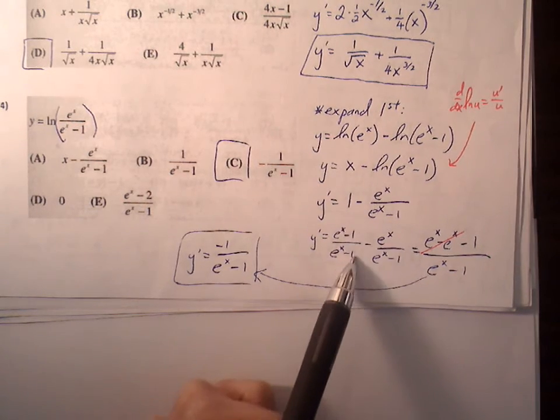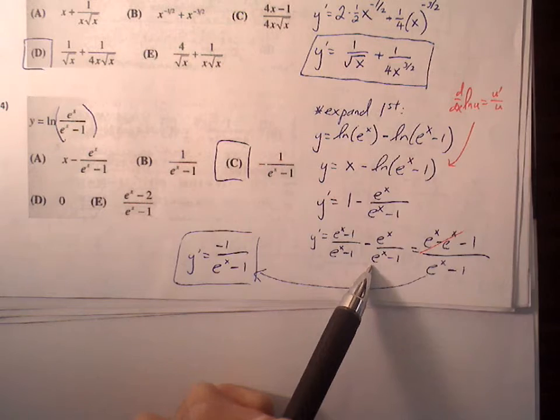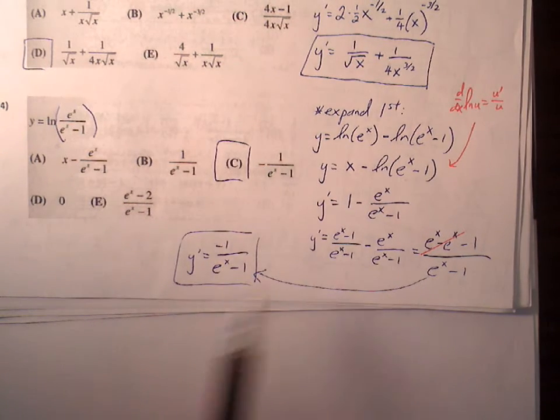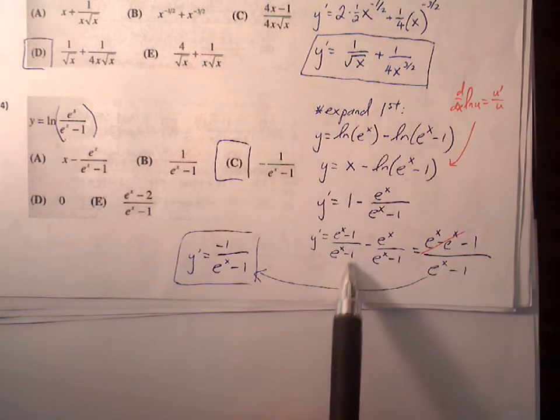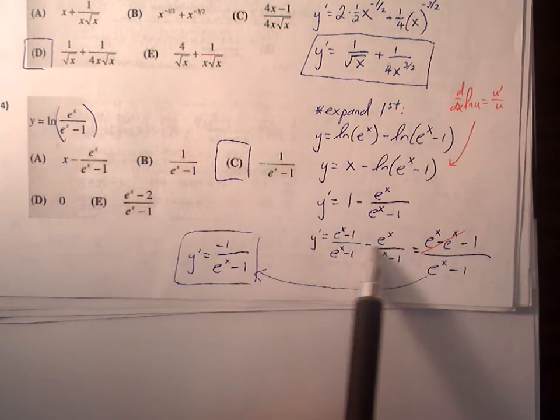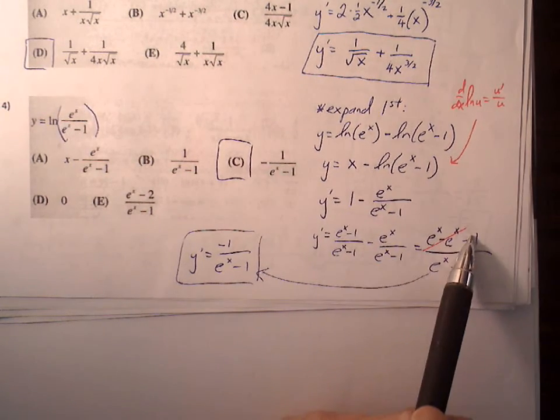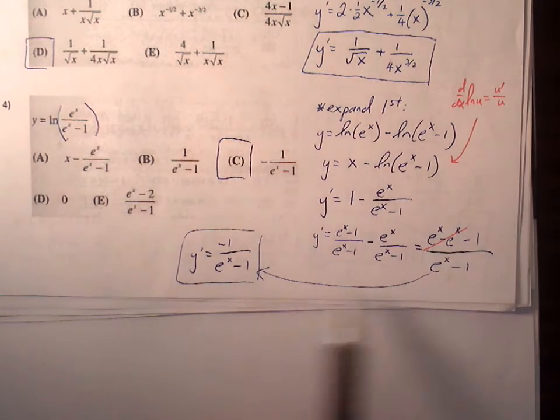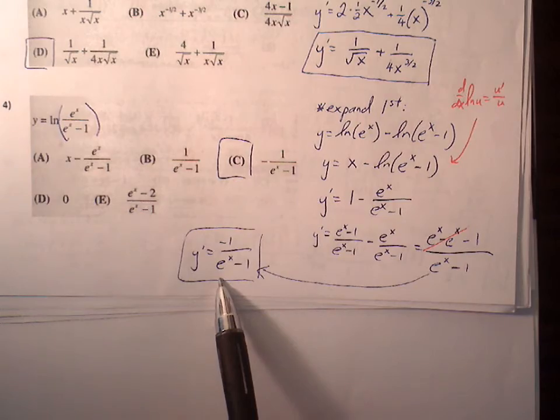We just maybe have to get it to a common denominator so that we can make it match our answer choice C. So 1 is the same thing as e to the x minus 1 over e to the x minus 1. Combine like terms in the numerator. We copy the denominator over again. The e to the x cancels out. Okay, answer choice C.